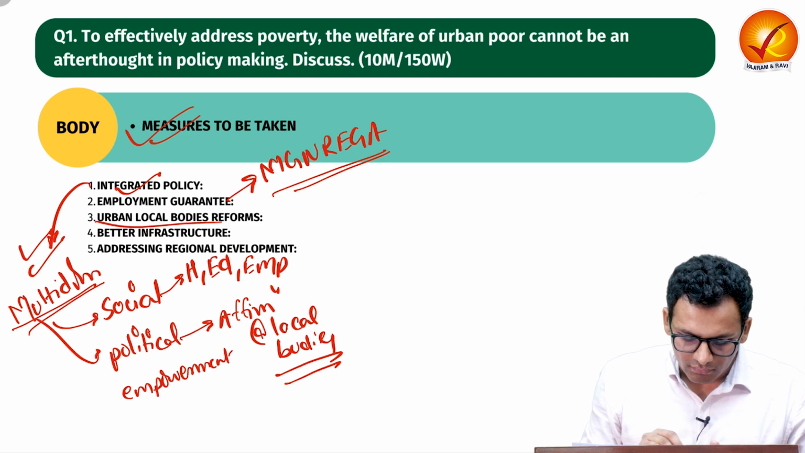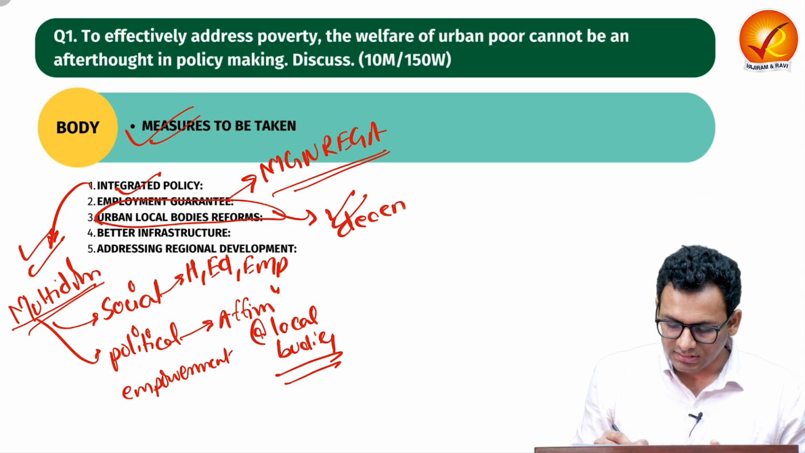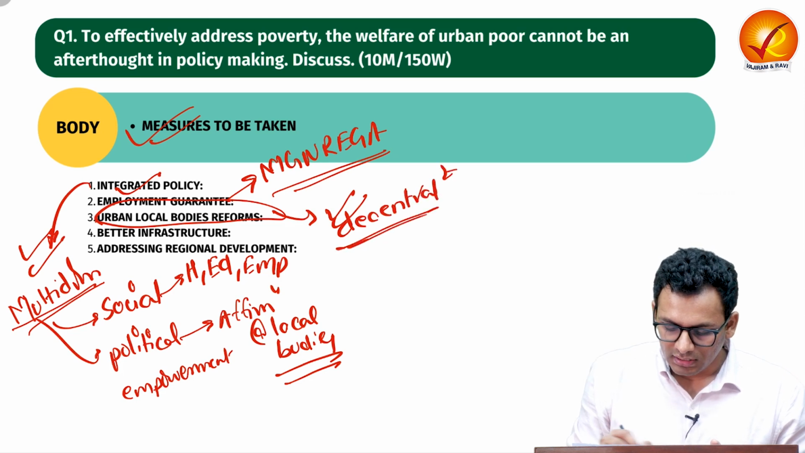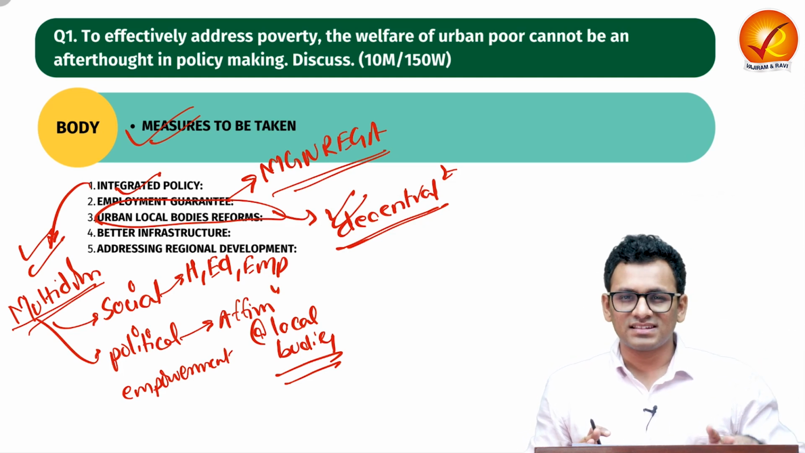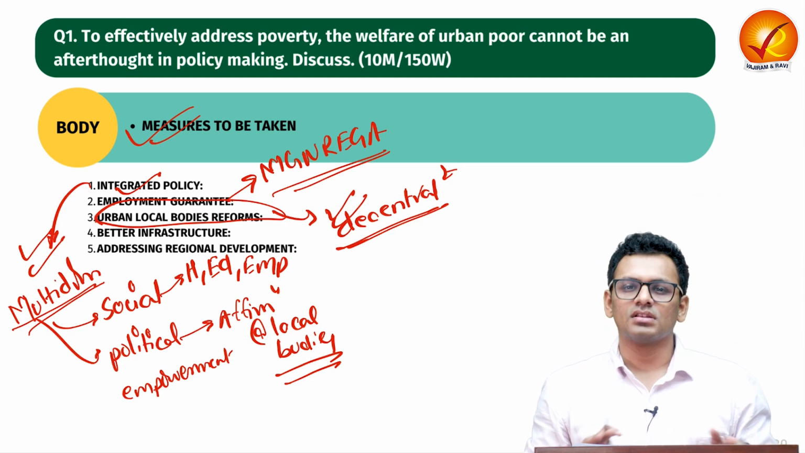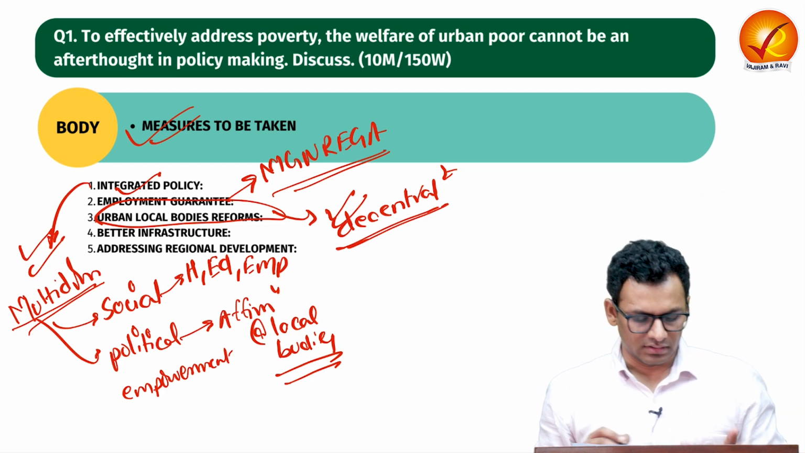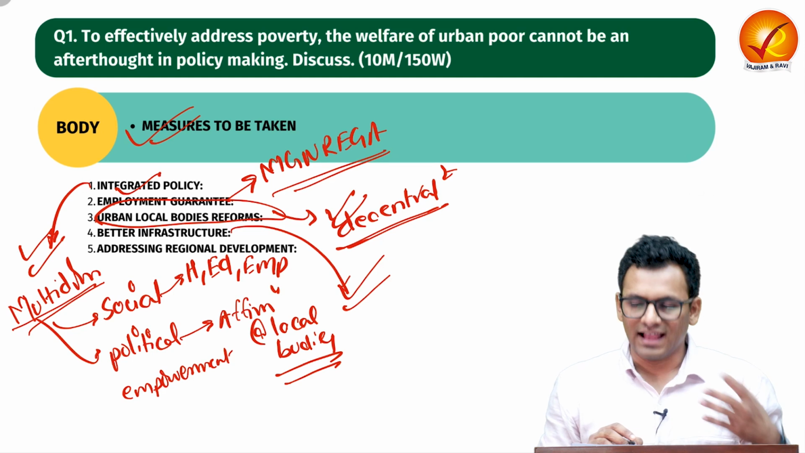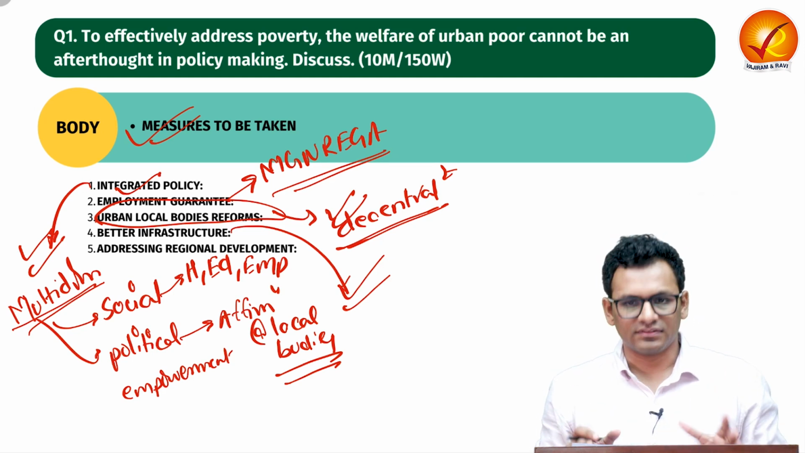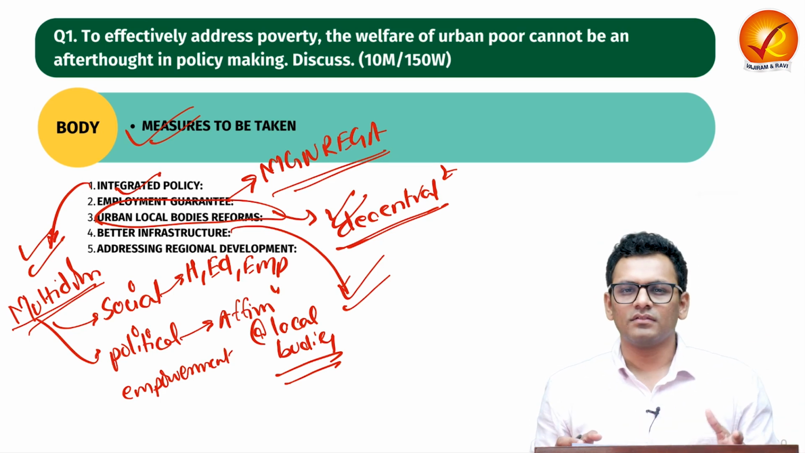We have also seen how reforming local bodies, as in decentralization, can also empower urban local bodies, which can create structures and reforms to make sure that whatever gap is there with respect to welfare schemes and all, that can be fulfilled. We have also seen how making better infrastructures like health infrastructure, other different kinds of social infrastructure can help with respect to elimination of urban poverty.